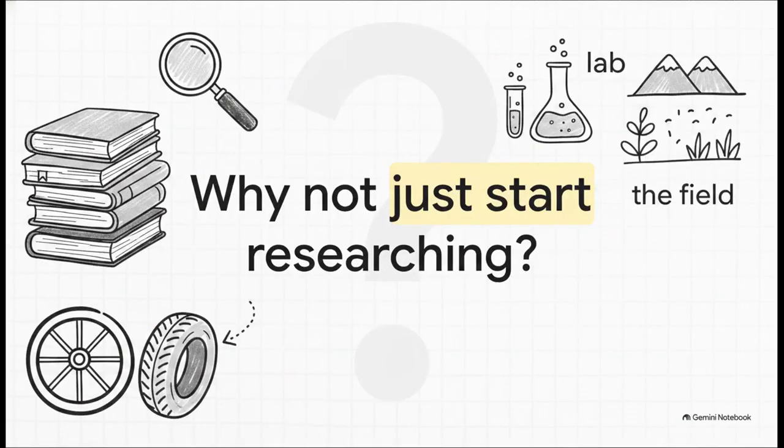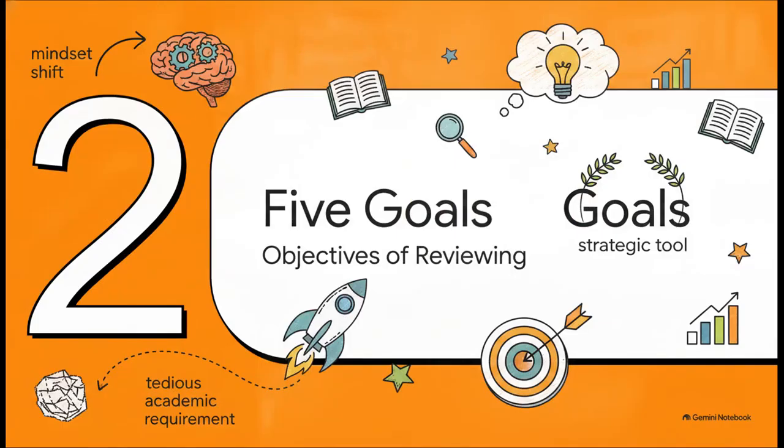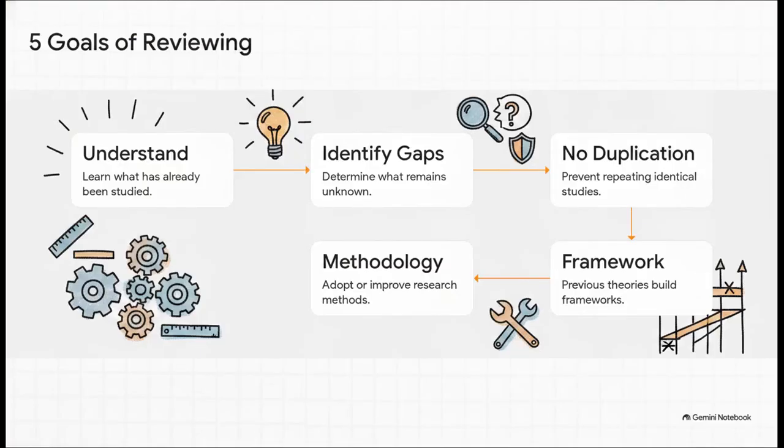Now, looking at that massive stack of reading material, you might be wondering, why not just skip it? Why not just jump straight into the lab or head out into the field right now? Well, skipping the review phase is a lot like spending 3 years in a dark lab inventing the wheel, only to step outside and realize someone else already patented the tire. You definitely don't want to do that. Which brings us to Section 2, the 5 goals of reviewing. This is where we really shift from seeing this as a tedious academic requirement to realizing it's actually a highly strategic tool. Now, what's really interesting about these 5 steps is how they build real momentum for your project.